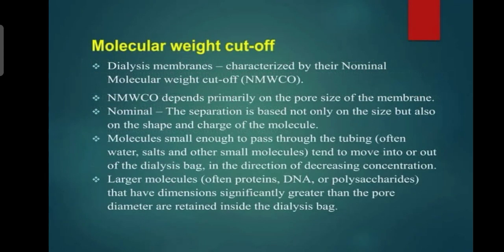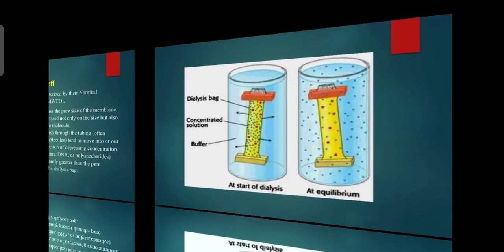Molecular weight cutoff: dialysis membranes are characterized by their nominal molecular weight cutoff, which depends primarily on the pore size of the membrane. The separation is based not only on the size but also on the shape and the charge of the molecule. Molecules small enough to pass through the tubing tend to move out of the dialysis bag in the direction of decreasing concentration. Larger molecules that have dimensions significantly greater than the pore diameter are retained inside the dialysis bag.